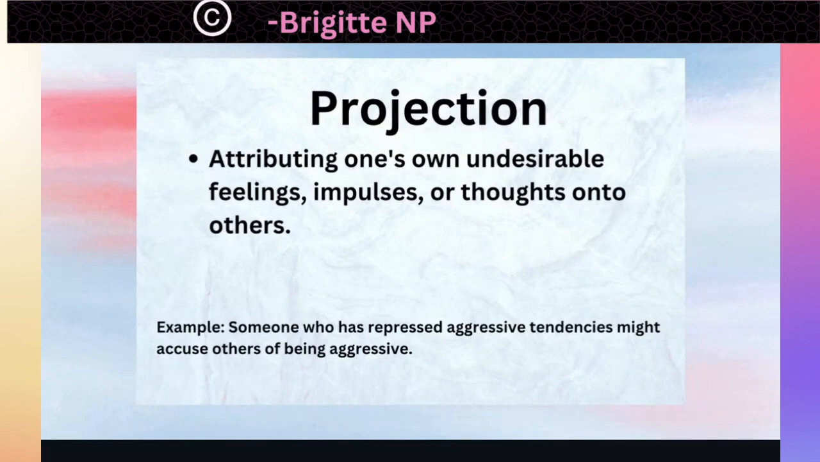Projection. This is often tested on as well. Denial, projection, they're frequently tested on. Repression and suppression. Projection, think of a projector and you are projecting what is within outwardly. So it's attributing one's own undesirable feelings, impulses, or thoughts onto others. So, for example, someone who has repressed aggressive tendencies might accuse others of being aggressive when they themselves are the aggressive ones.